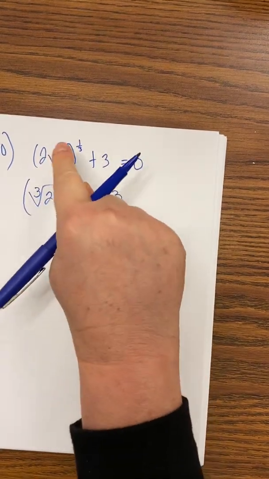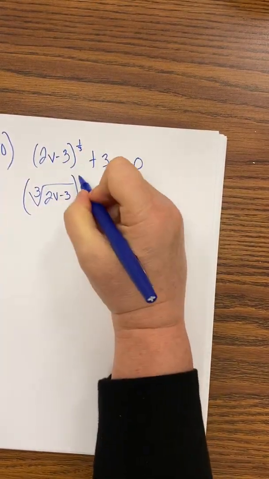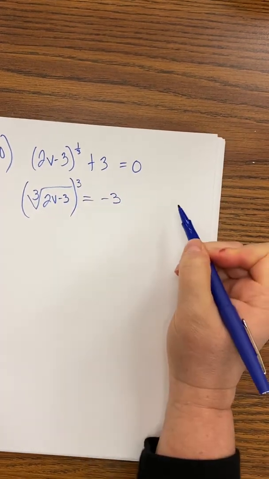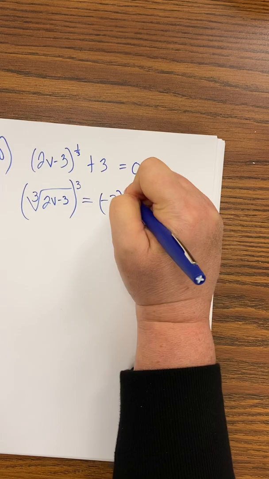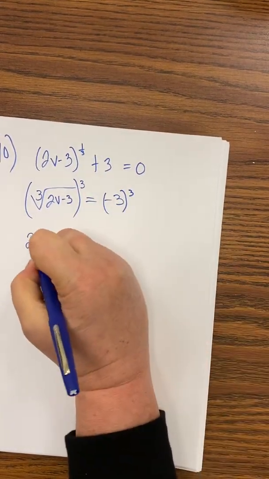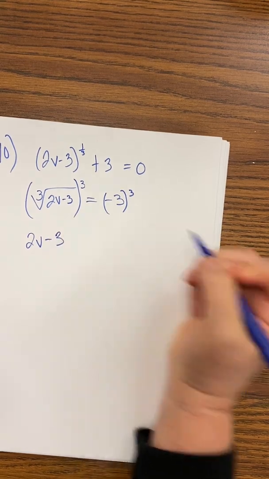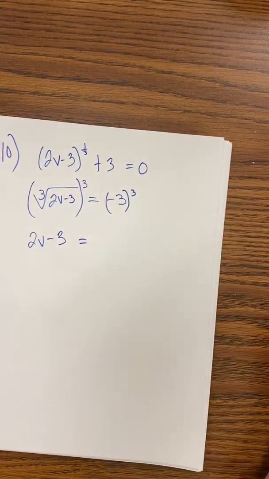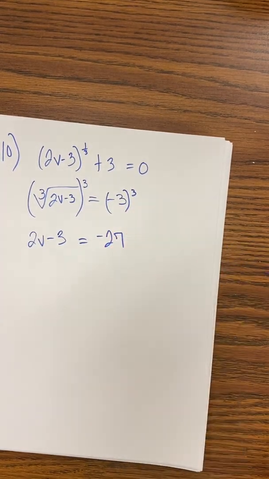Either way, you can leave it like that and cube it, or you can change it to the radical and cube it. It doesn't matter. It's going to do the same thing. So I cube it, and what it does is it lifts everything, leaves just the 2v minus 3. And then negative 3 to the third would be negative 3 times negative 3 times negative 3, negative 27.